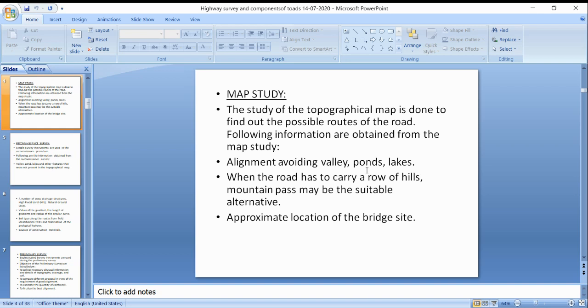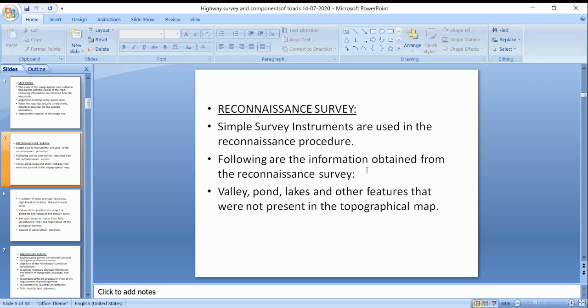So we can see the possible routes in the map, so that we can find 3 or 4 alternatives in the map itself. Within the scale we have to draw, so that we can know the routes by the map study itself.